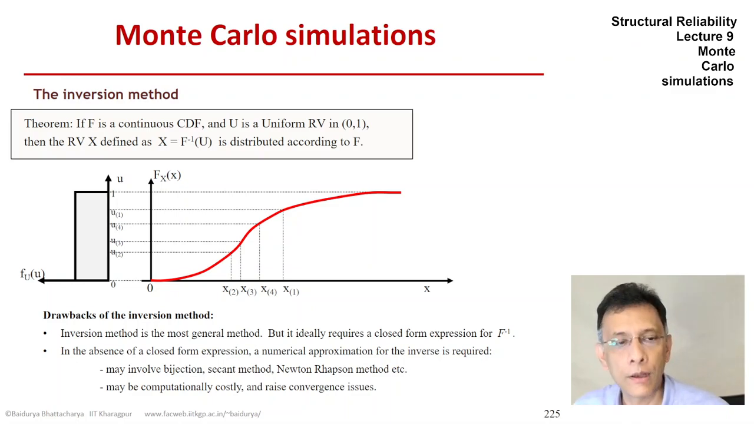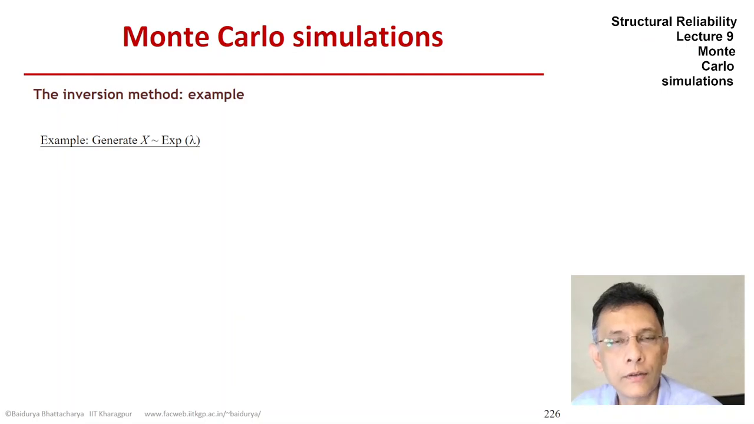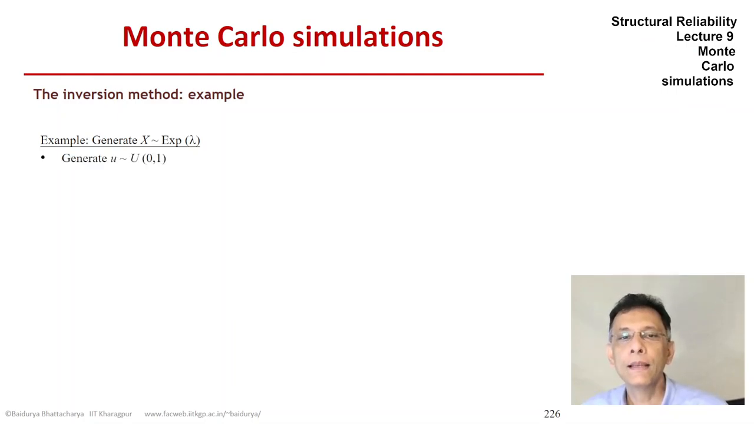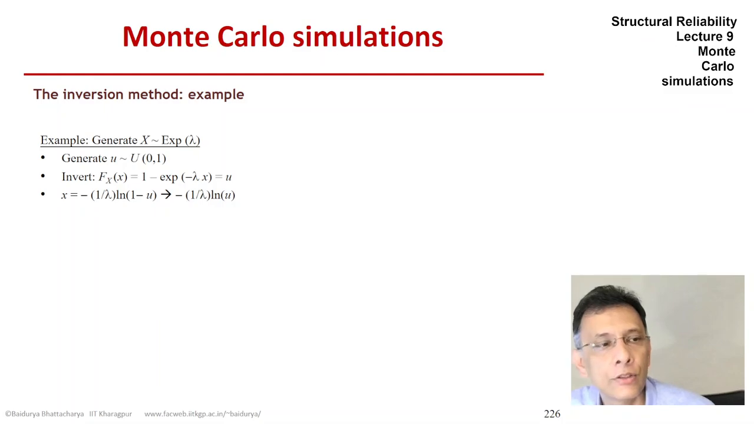Let's now work through an example in which we simulate the exponential random variable. So let's say the job is to generate x from the exponential distribution with parameter lambda. So the steps would be that we first generate u from the uniform distribution and then invert the exponential CDF, which is well known, and the inversion would give me x as minus 1 over lambda times log of 1 minus u.